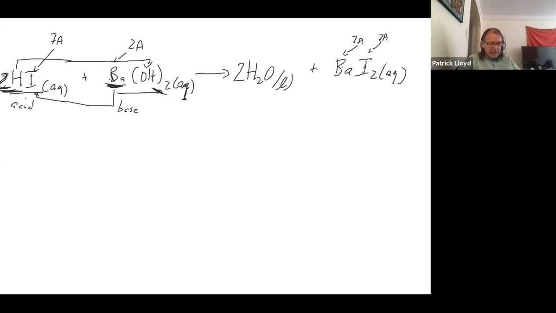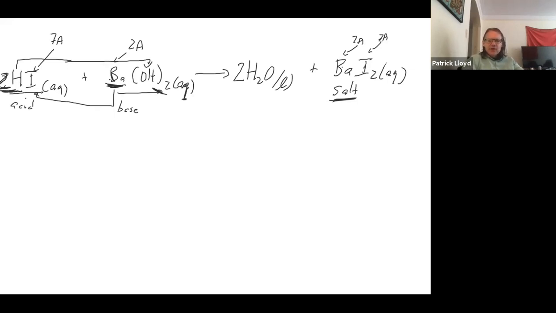So again, this is a neutralization reaction. The hydroiodic acid is being neutralized by the barium hydroxide, acid plus a base, giving us water and a salt. This would be our salt over here. A salt is the product of an acid reacting with a base. And there we go. So that's an introduction to writing equations for neutralization.